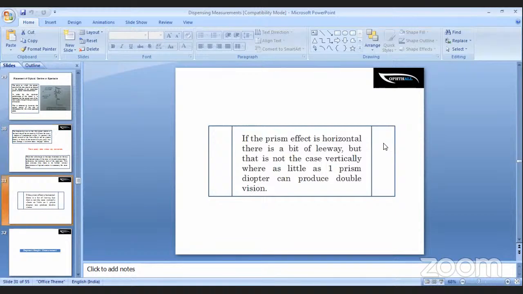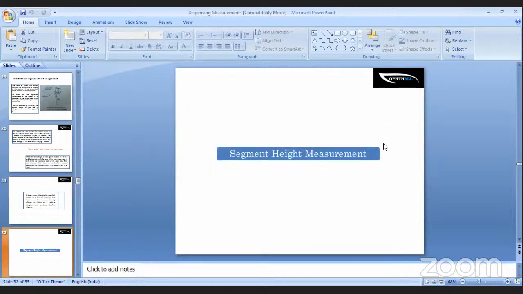The important factor to remember here is that if there is an incongruency of IPD in horizontal measurement, we have a bit of leeway. The patient may not complain, may not talk about any asthenopia, may not talk about double vision. But if IPD is incorrectly dispensed vertically, even 1 prism diopter can produce double vision. So the vertical placement of IPD is very, very important. So this is all about IPD measurement.